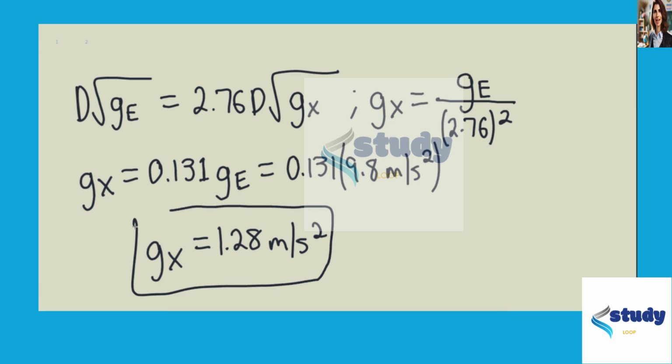This makes sense because if the gravity is lower, we have a larger range, and so it traveling farther on planet X makes sense, and we are expecting a lower gravity than the gravity on Earth. So again, our final answer, 1.28 meters per second squared.